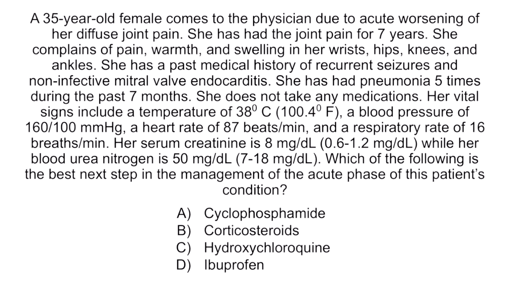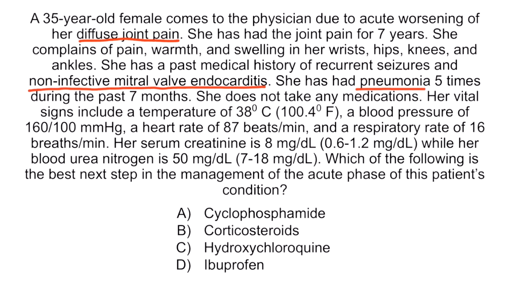Which of the following is the next best step in the management of the acute phase of this patient's condition? A. Cyclophosphamide, B. Corticosteroids, C. Hydroxychloroquine, or D. Ibuprofen. This patient exhibits the classic signs and symptoms of acute lupus flare. She has diffuse joint pain. The non-infective mitral valve endocarditis is consistent with Libman-Sacks endocarditis.